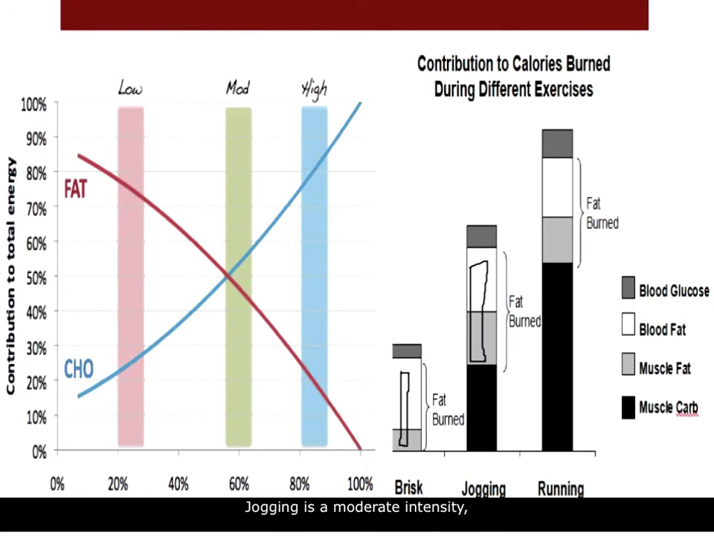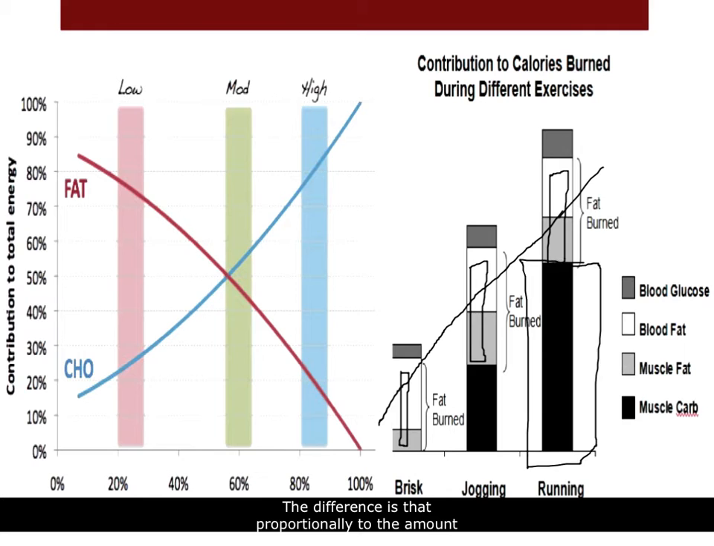Jogging is a moderate intensity, and running would be a vigorous intensity. And you can see that the proportion of fat across all three of these intensities doesn't change too much. And so it makes sense that there aren't as many prescriptions for the amount of fat to eat, the grams, hours before, during, because it doesn't really matter during all the exercise intensities. You're burning about the same amount of fat. The difference is that proportionally to the amount of total calories that you're burning, it's reduced.